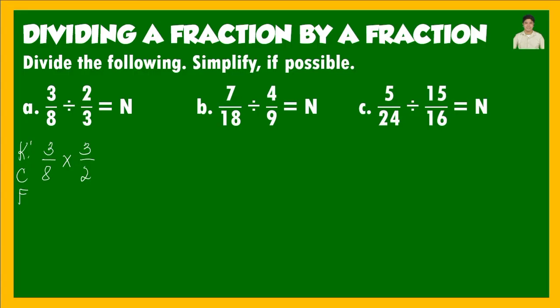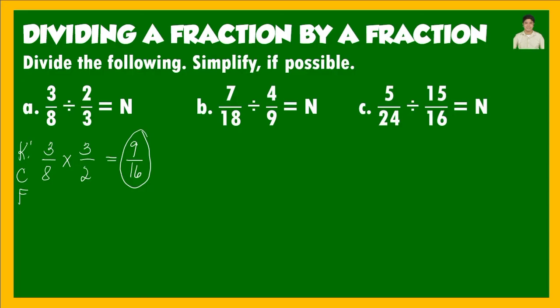So, ayan. Pwede na po tayong mag-multiply. So, 3 times 3, that is 9. 8 times 2, that is 16. As you can see, wala po tayong na-cancel na mga numerators and denominators since wala naman po tayong makukuhang common factors. So, our final answer is 9/16.